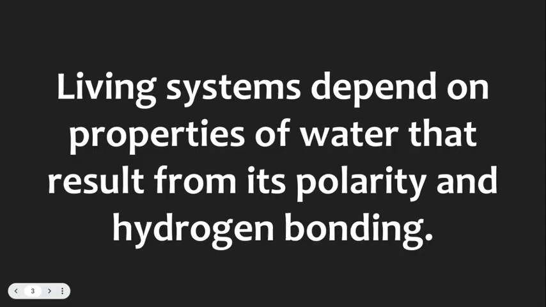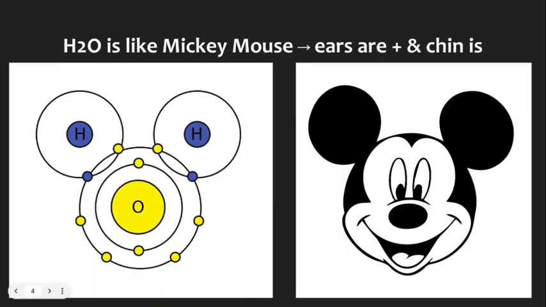Okay, sorry. So the essential learning statement for this particular part of the unit is that living systems depend on properties of water that result from its polarity and its hydrogen bonding. So life depends on these different properties of water that we're going to discuss.